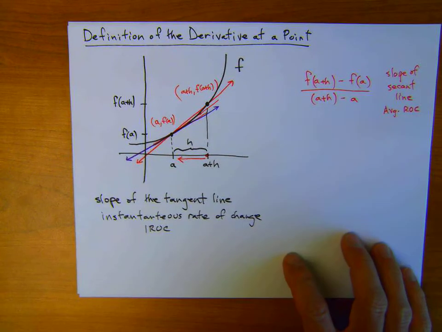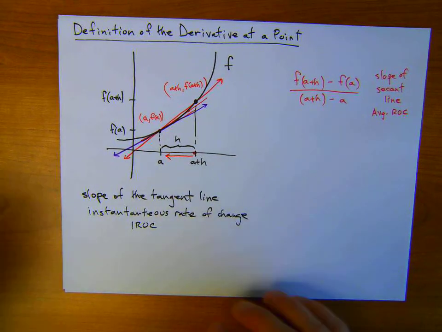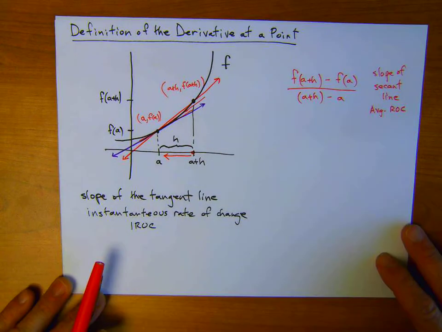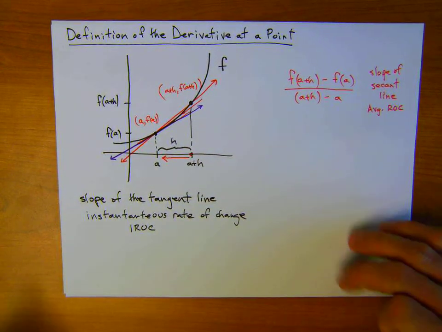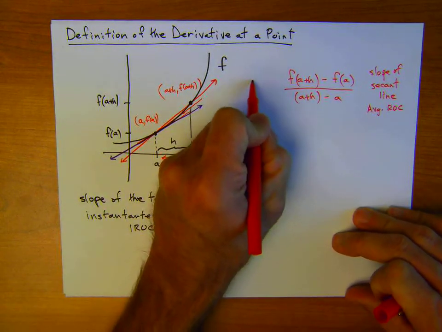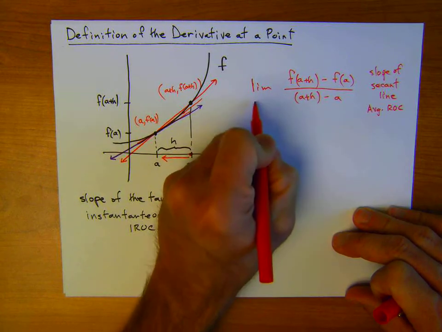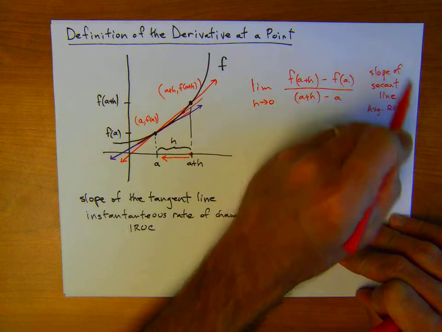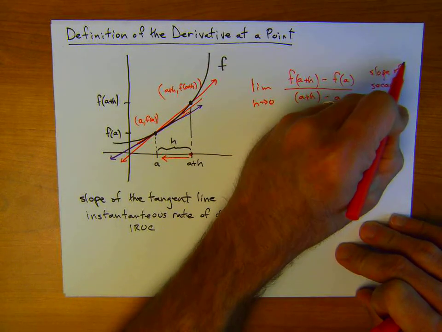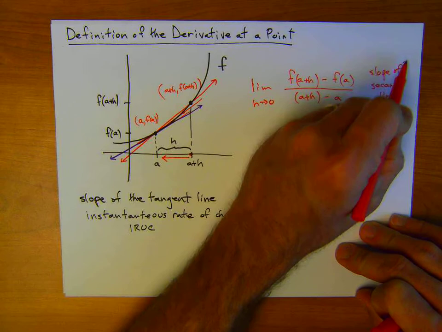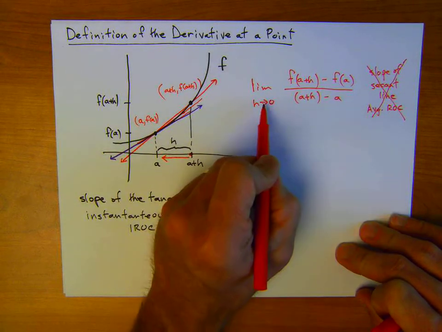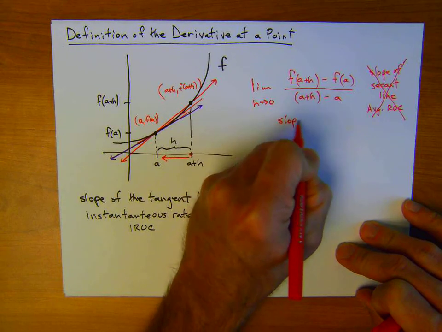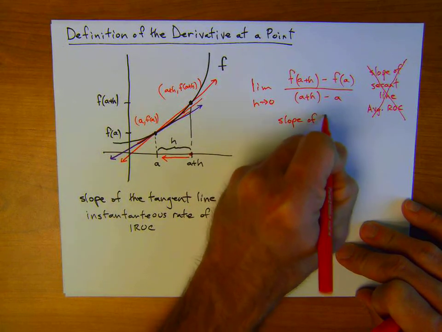That idea of moving a plus h, making h smaller and smaller, is what we've been talking about for all of chapter 2. That is the limit. If we take the limit as h goes to 0, we no longer have the slope of the secant line and the average rate of change. So that is no longer relevant. When we take the limit, that limit is the slope of the tangent line.